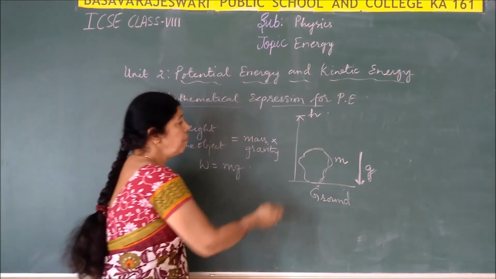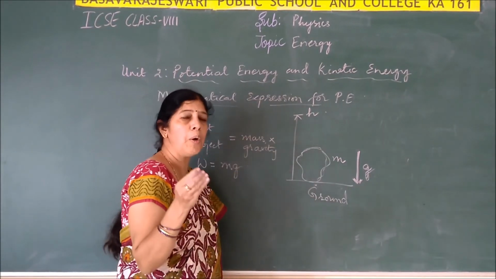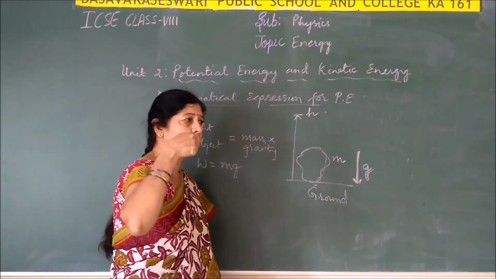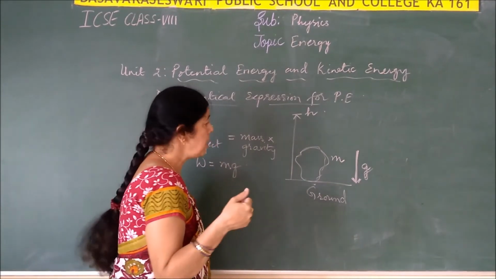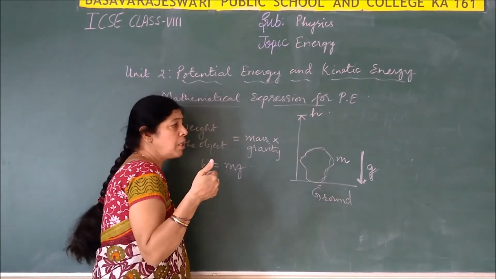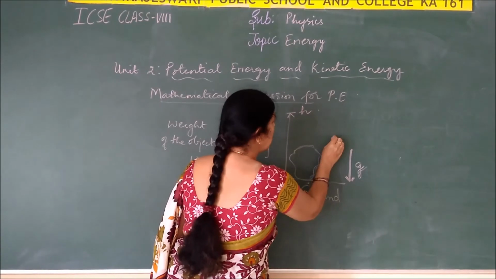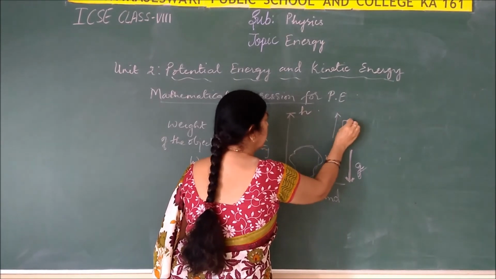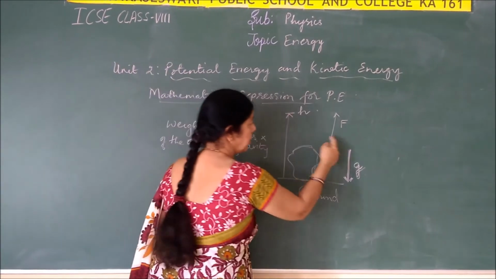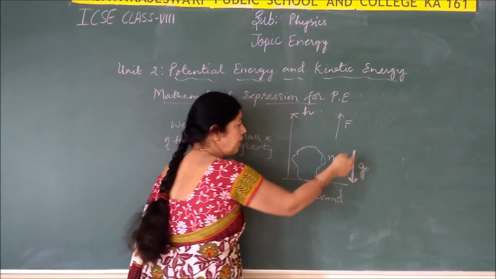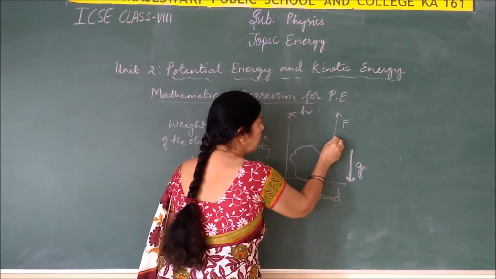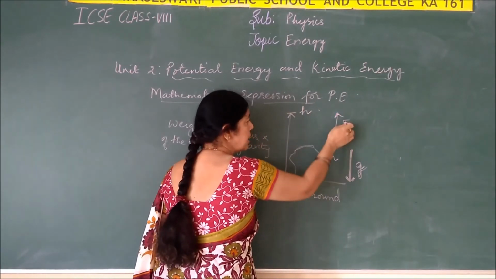Now, if you want to lift this object, then as I told you, you have to do some work. It means you have to apply some force on the object, right? And in which direction do you have to apply the force? You have to apply the force in the opposite direction to that of gravity. Gravity is acting towards the center of the earth. If you want to lift this rock, you have to apply some force against gravity.